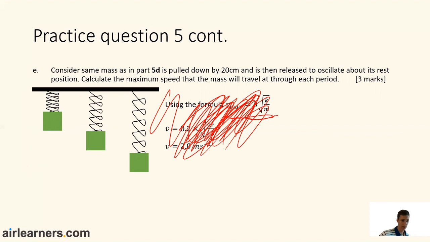So consider the same mass as in part 5D, and it's pulled down by 20 centimeters and then is released to oscillate about its rest position. Calculate the maximum speed that the mass will travel through each period. Now the answer is there-ish now. 3 marks, so 3 minutes. I have already given you the formula, but I would like you to deduce that formula.